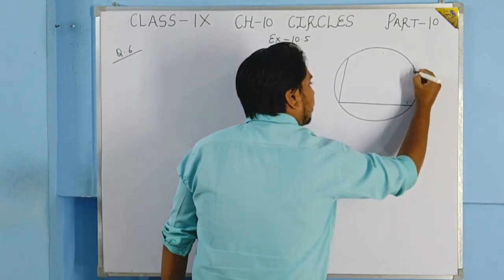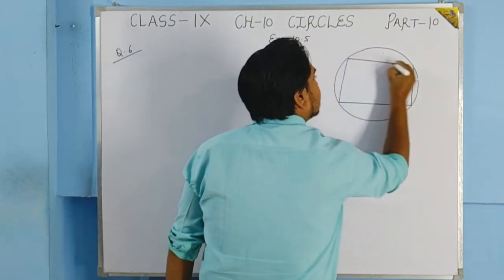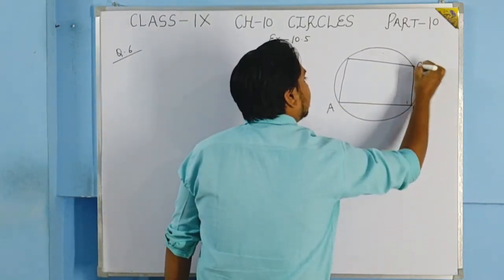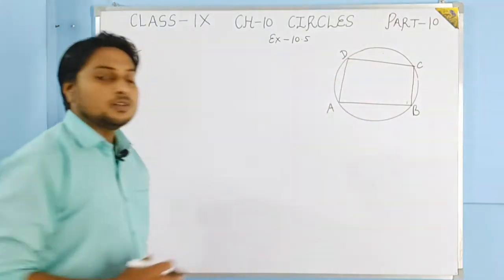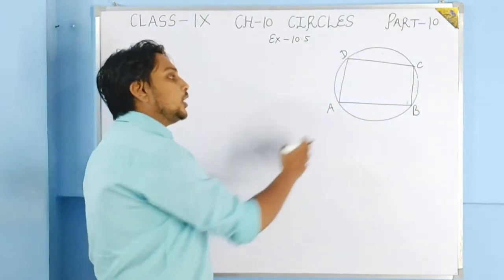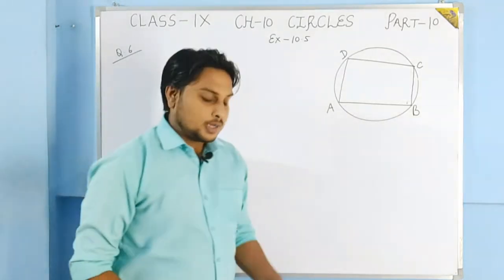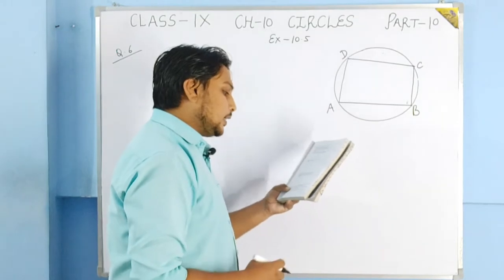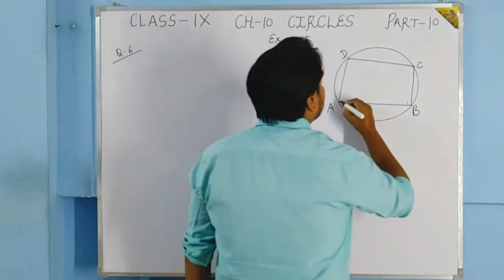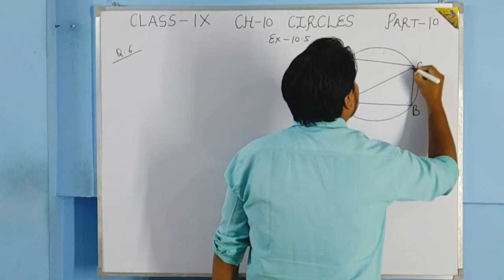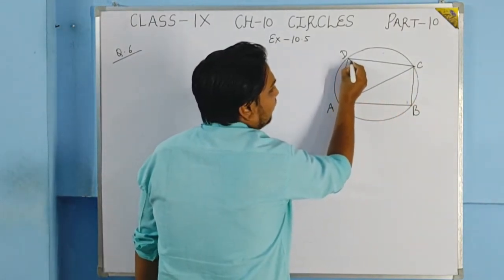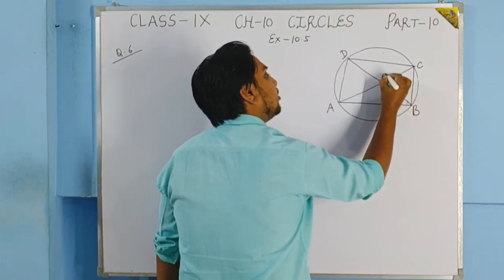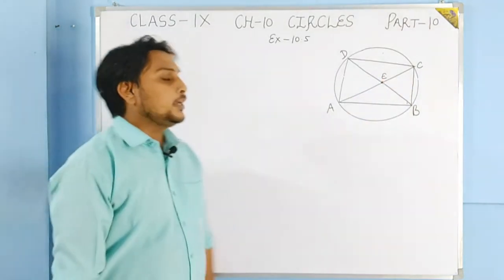We know that a quadrilateral whose all four vertices lie on the circle is known as a cyclic quadrilateral. So it is given that ABCD is a cyclic quadrilateral whose diagonals intersect at point E. What should be the diagonals of this cyclic quadrilateral? AC and BD. And it is given that the intersection point of the diagonals is point E.